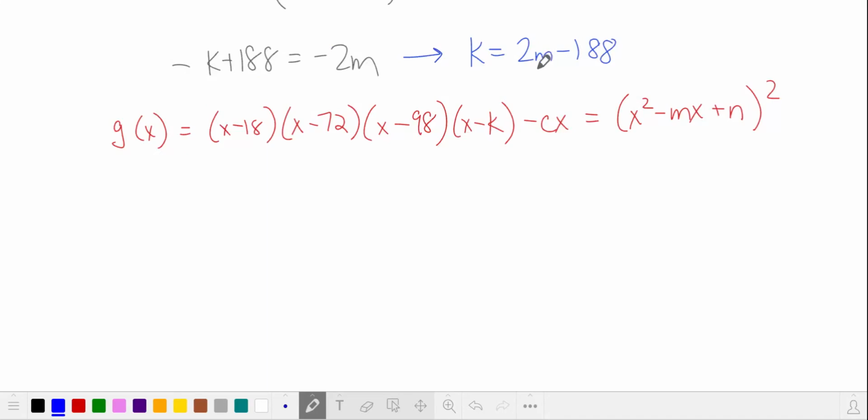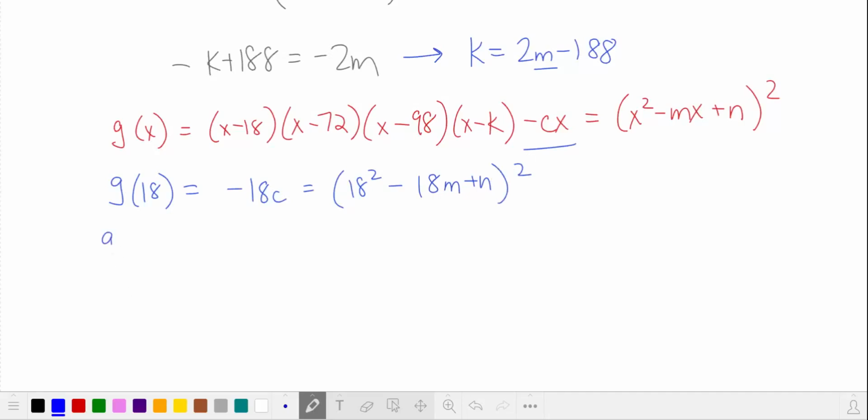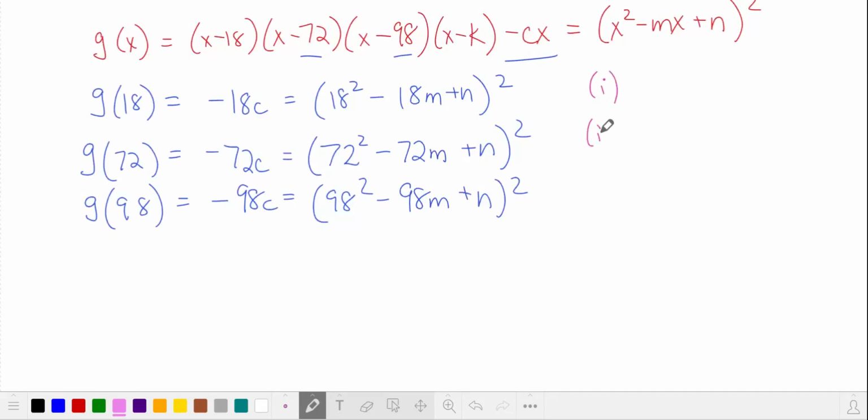We'll try to solve for m now by using convenient values of x. So for example, if x is 18, these factors disappear and we're left with minus 18c. And on the right-hand side, 18 squared minus 18m plus n, squared. And we'll do the same with these other values of x. We'll number these equations 1, 2, and 3.